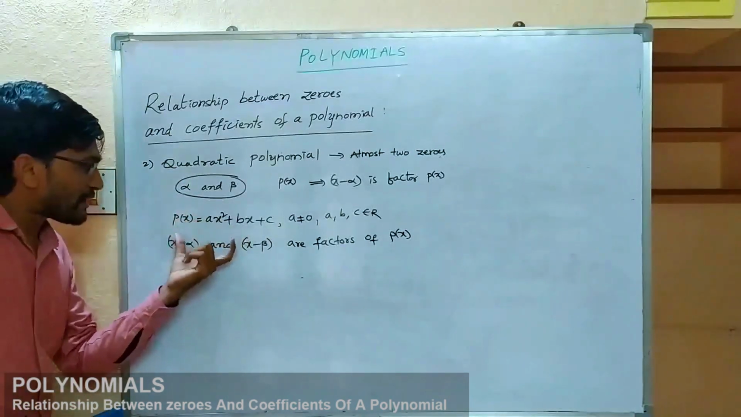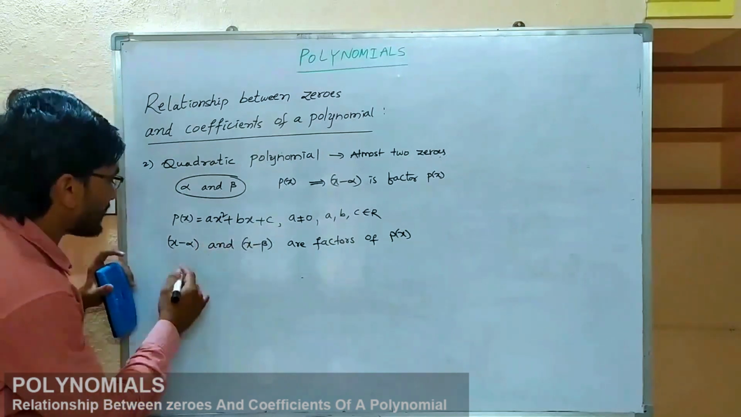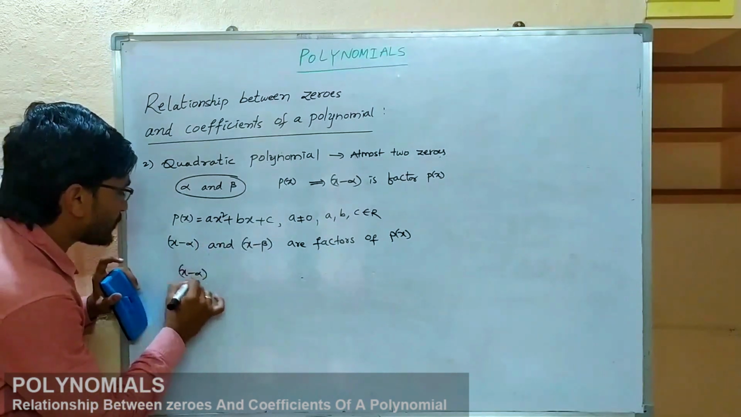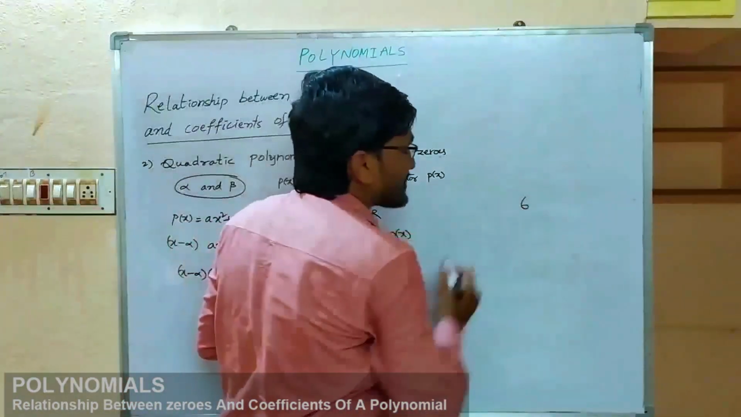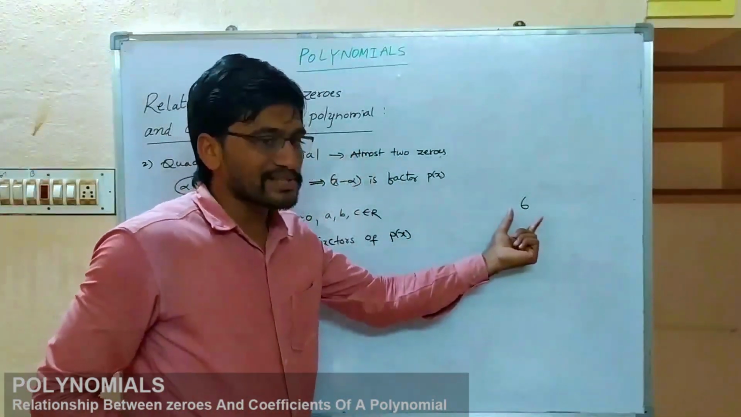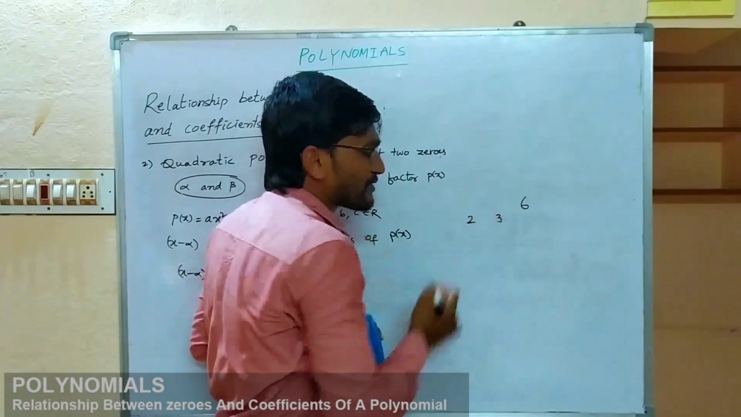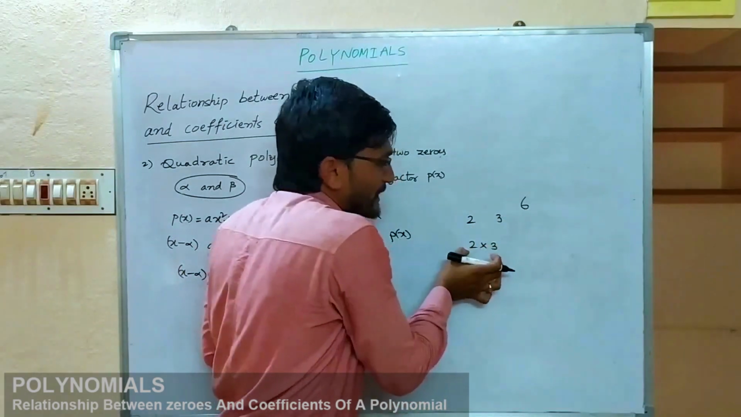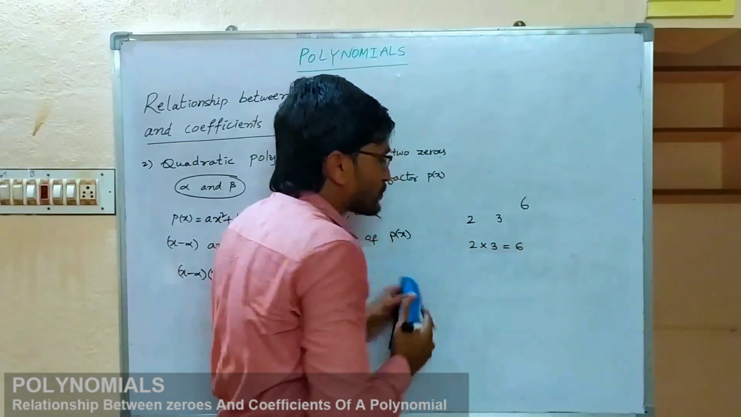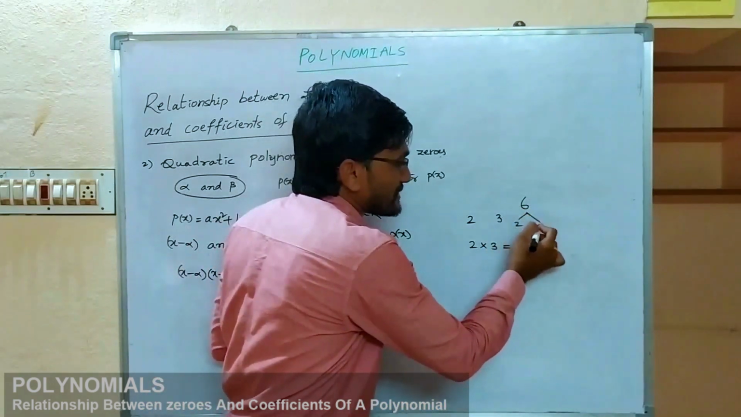So from these two expressions, we can write x minus alpha into x minus beta. That means, for suppose we consider 6. 6 is the number. 2 is a factor of 6 and 3 is a factor of 6. We can write 2 into 3. That product is equal to 6. So we can split 6 as 2 into 3.